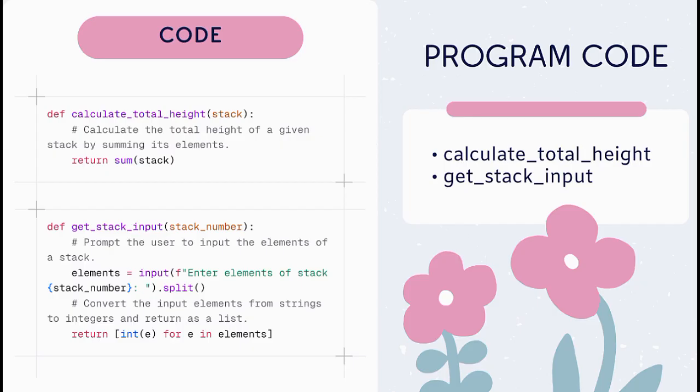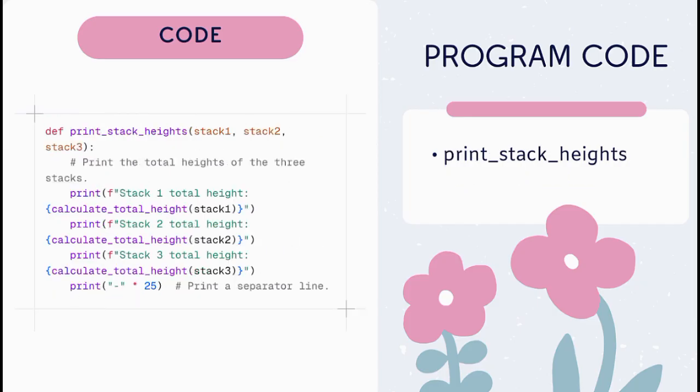Next, get_stack_input. This function prompts the user to input elements for a stack and returns them as a list of integers. The user is prompted to enter the stack elements as a space-separated string. The input string is split into individual elements, or strings, using the split method. These string elements are converted to integers using a list comprehension, and then the list of integers is returned.